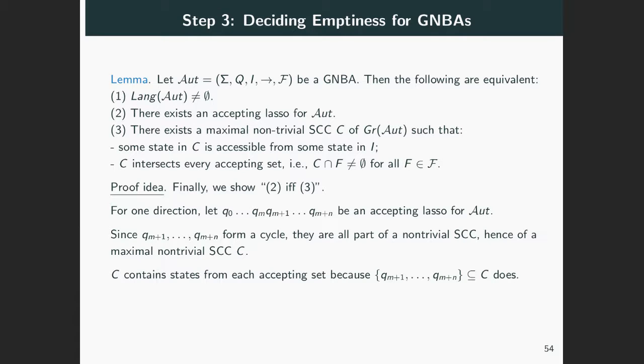Now, the maximal component C contains states for each accepting set, given that already the nodes of the cycle had this property. And the stem of the lasso gives a path from an initial state to a state in C, which makes C accessible from some state in I. And we are done.